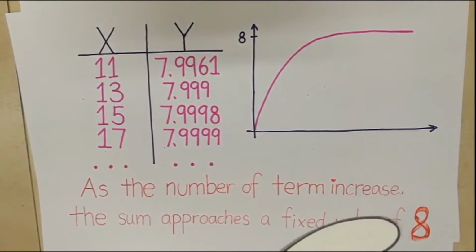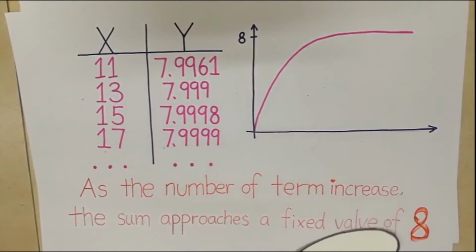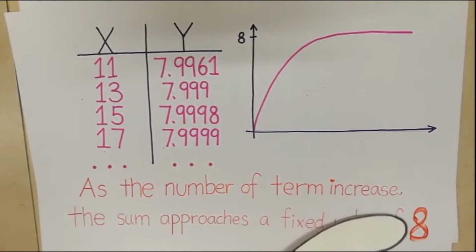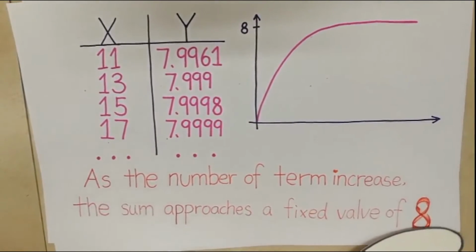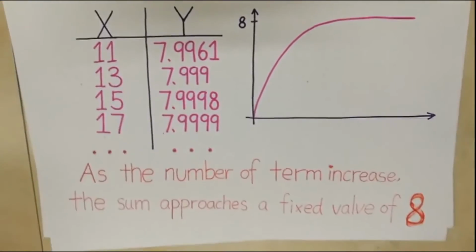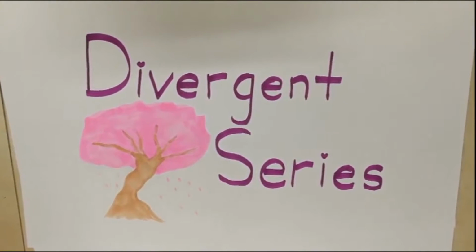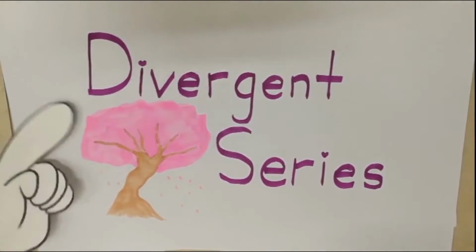So the definition of convergent series is a series with an infinite number of terms in which the sequence of partial sums approaches a fixed value. Next is the divergent series. We also have an example of divergent series.